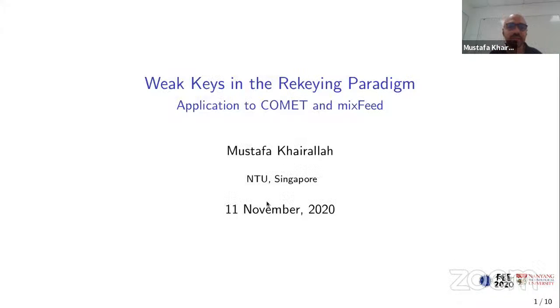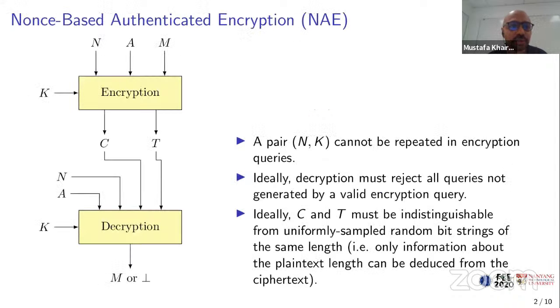Hello, everyone. In this talk, I will be talking about some of the attacks on some of the rekeying and feedback-based schemes, especially using weak keys. So, an introduction: what is nonce-based authenticated encryption? Informally, it's an algorithm that takes a unique nonce, a secret key, and also associated data and a message, and then outputs a ciphertext and a tag. On the decryption side, it accepts the ciphertext, tag, nonce, and associated data, and either outputs an error if the ciphertext and tag are forged, or outputs the correct message.